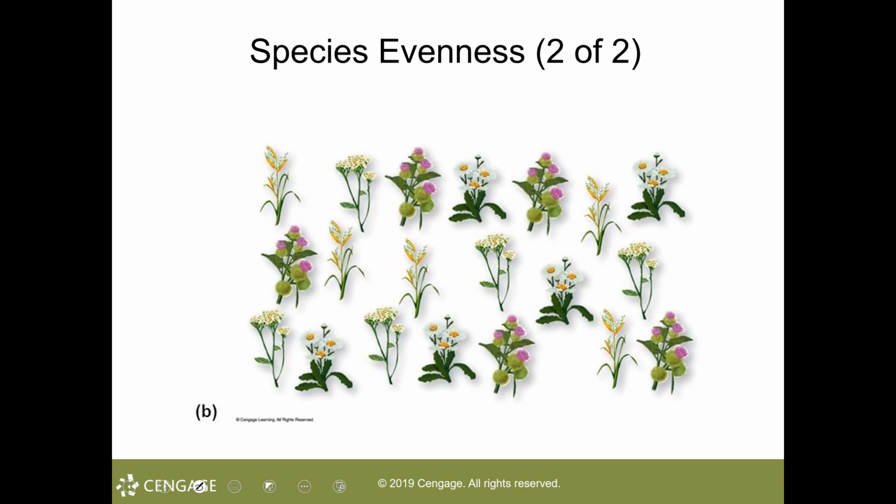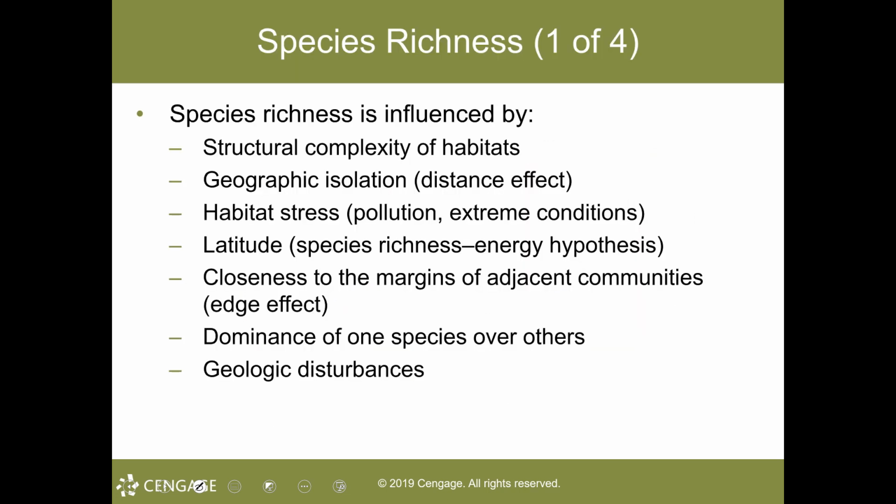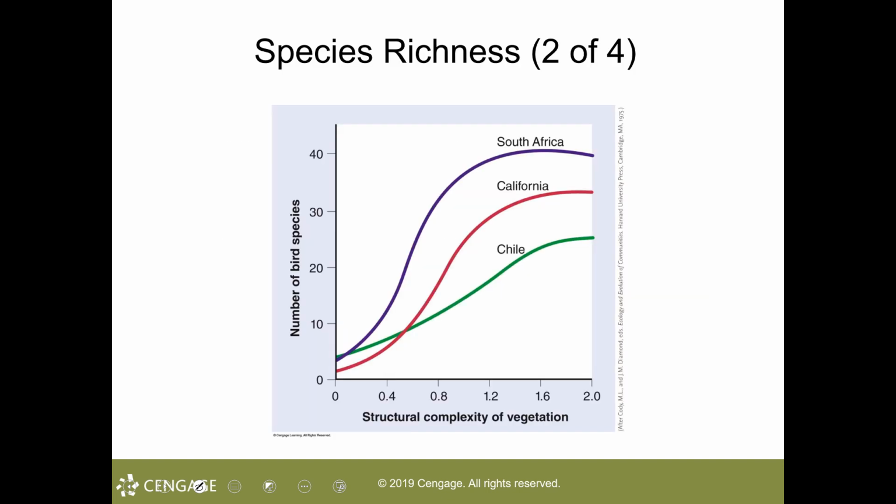And I would say the same here. So species richness is influenced by the structural complexity of habitats, geographic isolation, and the distance effect. Habitat stress, latitudinal gradients, closeness of the margins of adjacent communities because of the edge effect, and even the dominance of one species over others. And geologic disturbances also affect evenness and species diversity.